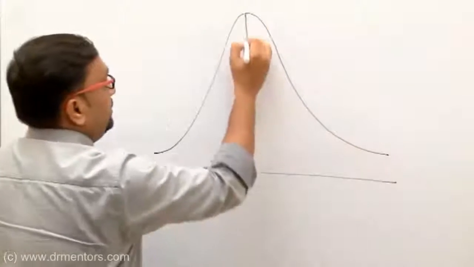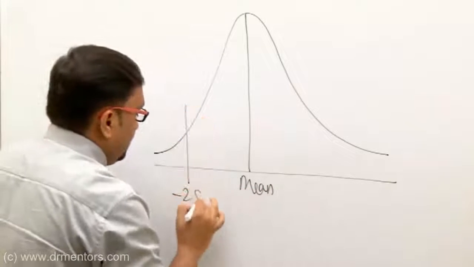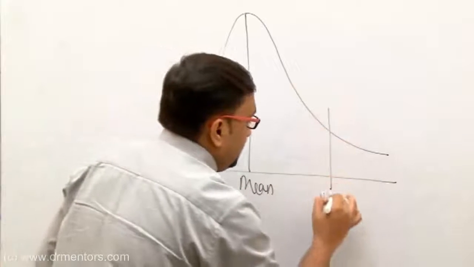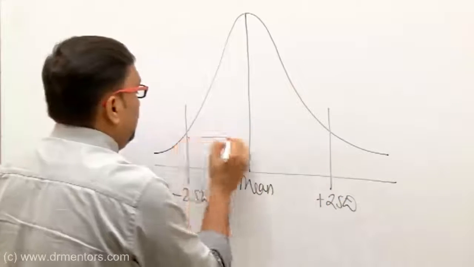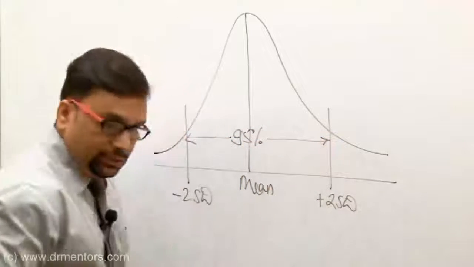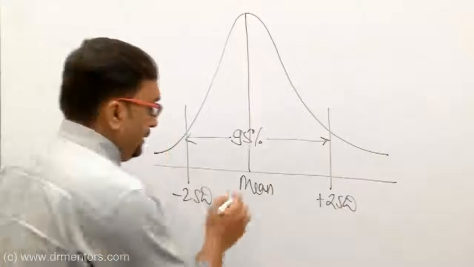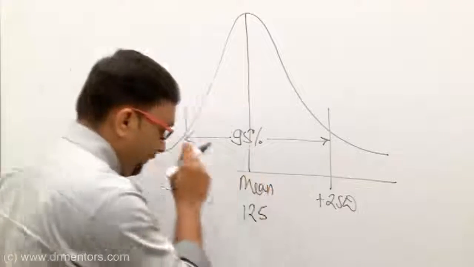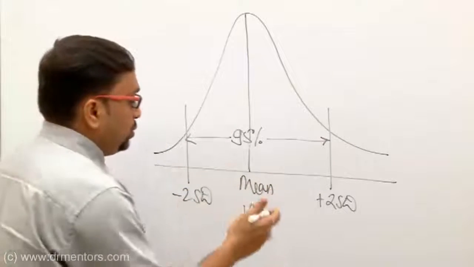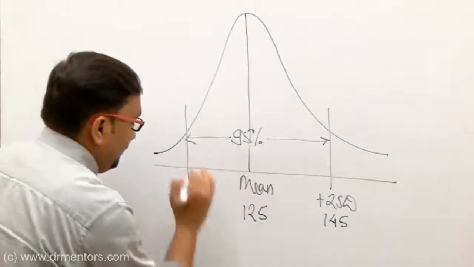So you know the normal distribution, you know this line in the center represents the mean. If this is minus 2 SD, if this is plus 2 SD, then you all know between these two, 95% of observations will lie, and that is known as the 95% confidence interval, which we have already calculated. Mean given is 125, standard deviation was 10, so 2 times is 145 here, 2 times less, that is 105 here.